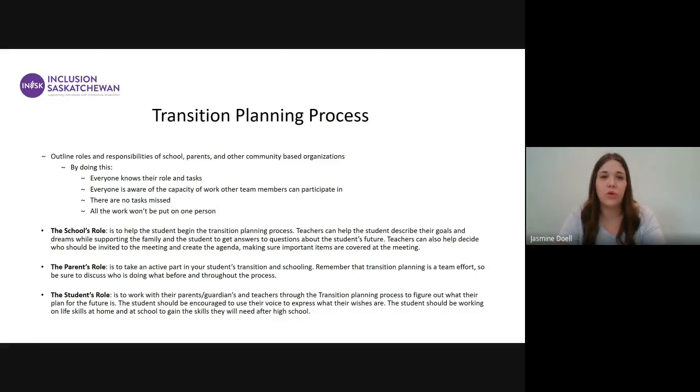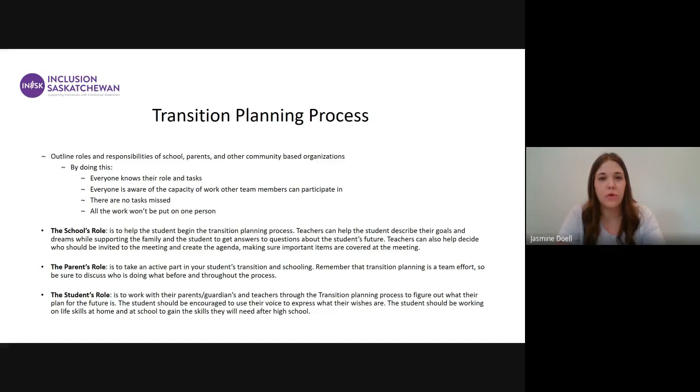So the school's role is to help the student begin the transition planning process. Teachers can help the student describe their goals and dreams while supporting the family and the student to get answers to questions about the student's future. Teachers can also help decide who should be invited to the meeting and create the agenda, making sure important items are covered at the meeting.